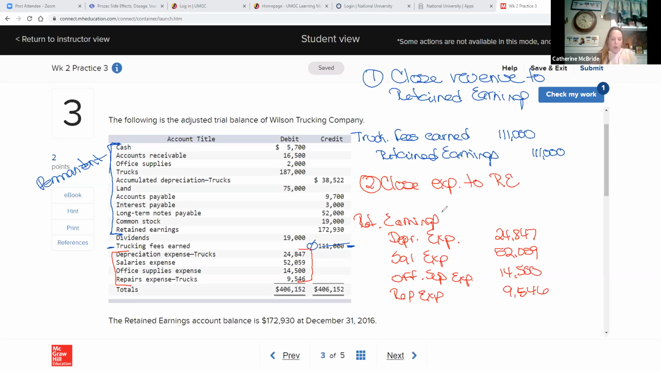Which I'm going to do by adding them all up. So 24,847 plus 52,059 plus 14,500 plus 9,546. 100,952. All right. When I'm done with this, each one of these accounts has a zero balance. And it's in retained earnings.